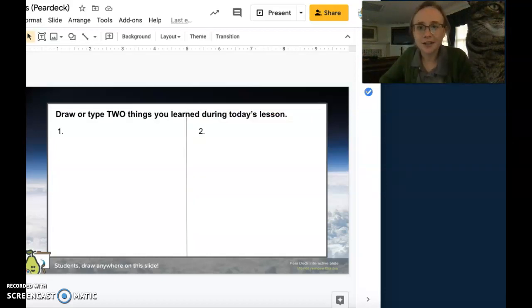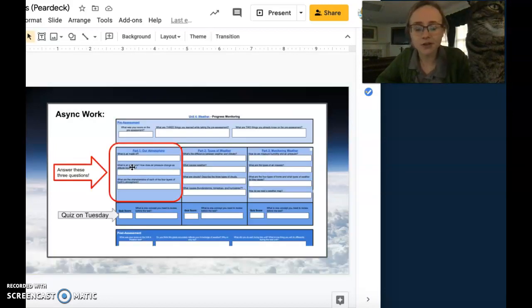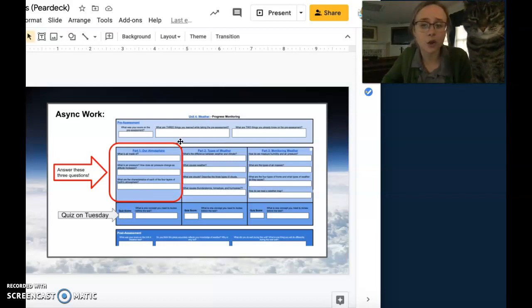We're going to end the lesson talking about 2 things that we learned. And then your asynchronous work is to go into this progress monitoring sheet that we did 2 days ago, whenever we did that on Tuesday. And you are going to answer these 3 questions, just these 3. That's what we learned today and yesterday. And then on Tuesday, next week, we're going to have a quiz, and that's where we'll type in our quiz score, and that quiz is going to cover these 3 questions.